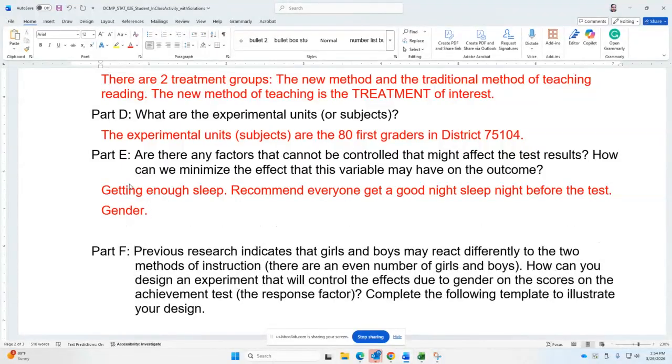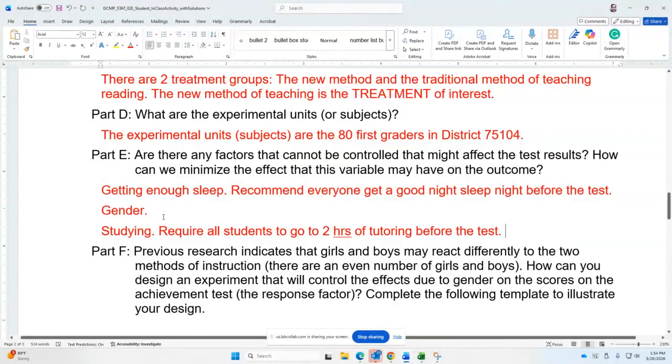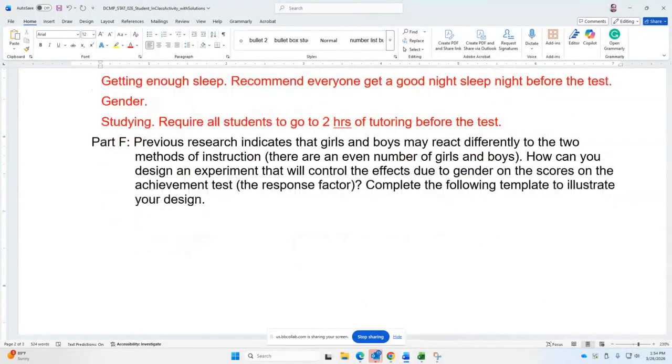Let's see, I can think of what else can affect the test results. We also mentioned studying. Okay, so studying before the test. So how can we control this? We require all students to go to maybe 2 hours of tutoring before the test. Okay. All right, so there are many other factors, but those are 3 we listed here together.